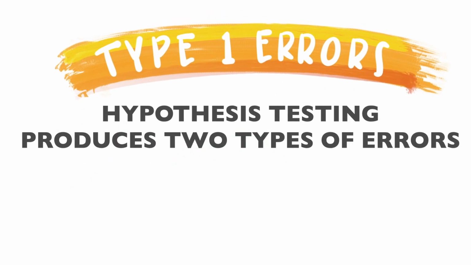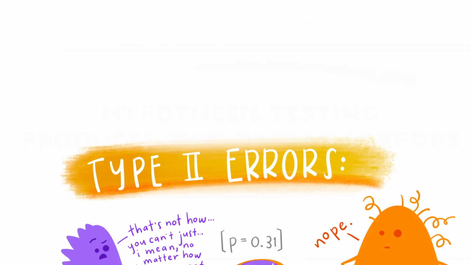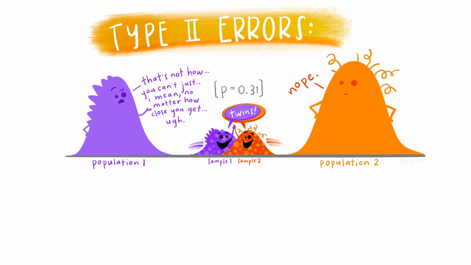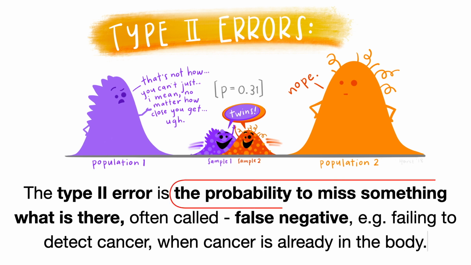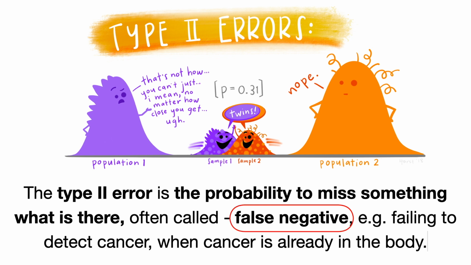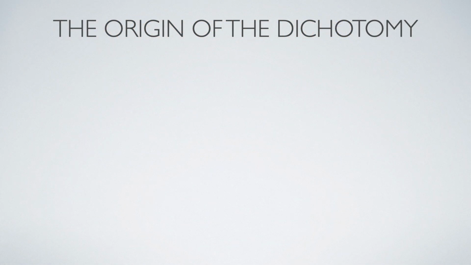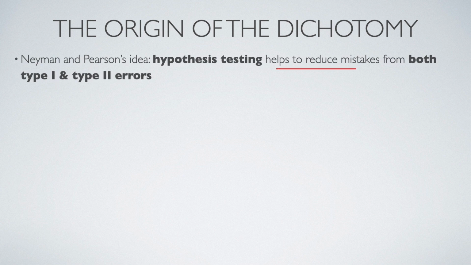Along with the type 1 error, Neyman and Pearson also advocated the type 2 error that could be made in interpreting the results of an experiment. The type 2 error is the probability to miss something that is there, often called a false negative. For example, failing to find cancer when cancer is already in the body. Neyman and Pearson's idea of hypothesis testing was actually really good because it's supposed to reduce the number of mistakes by keeping the rates of both type 1 and type 2 errors low.